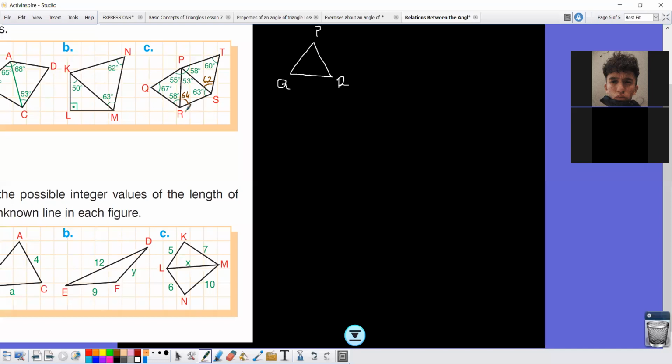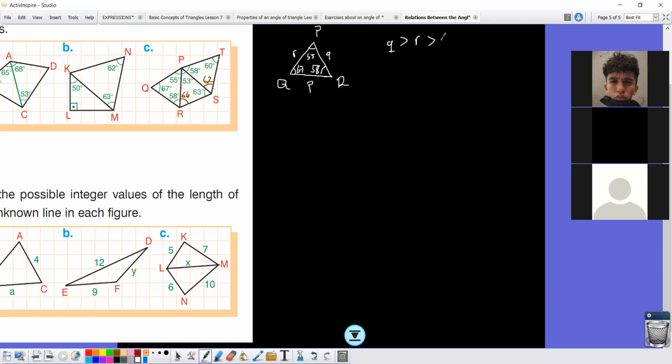So I'm taking the first triangle. We have here 67, here 55, and here we have 58. Let's say this side is Q, this side is R, and this side is P. According to this, which one will be the longest side? It will be Q. Q is greater than R and greater than P. This is in the first triangle.